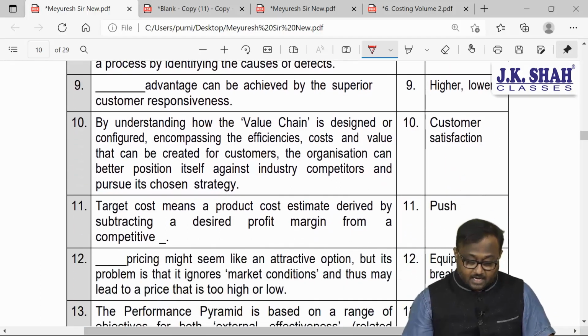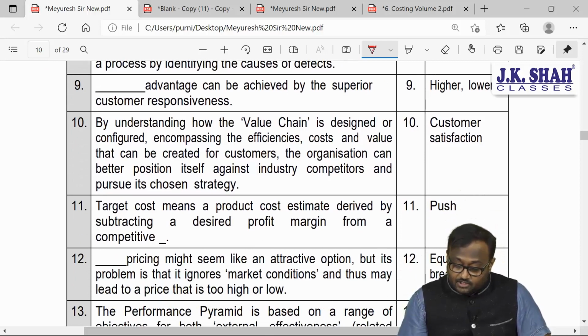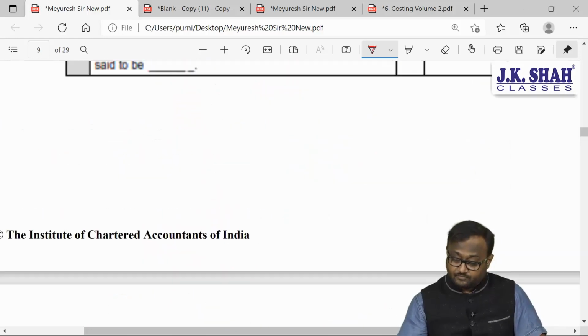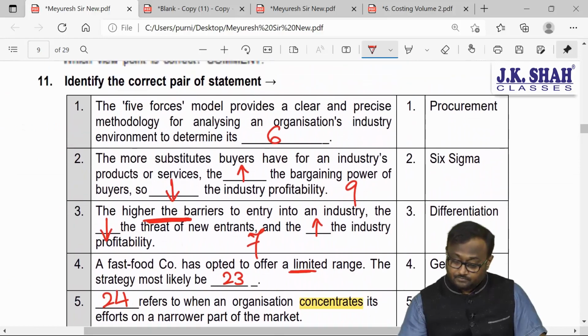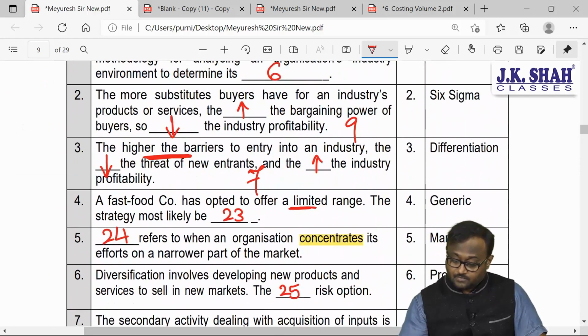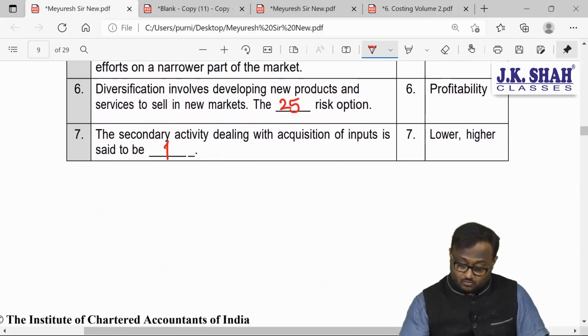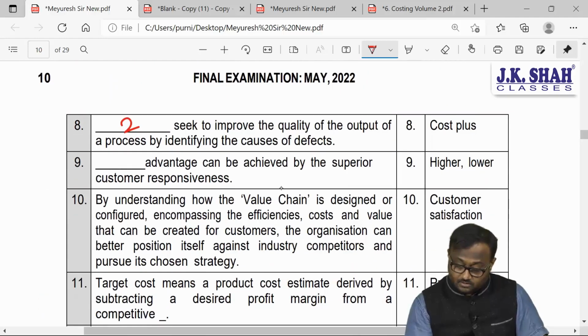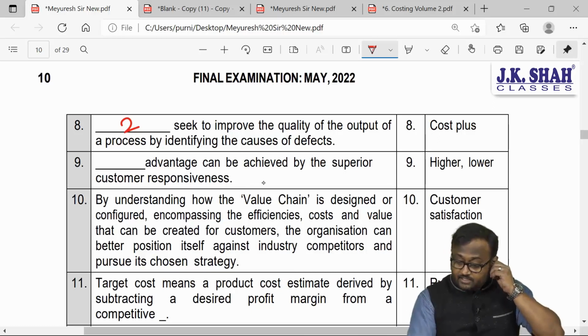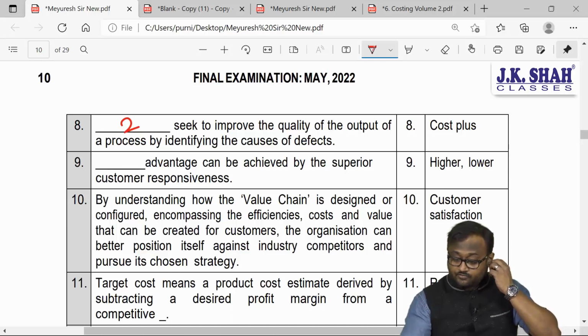Yes. 9. Dash advantage can be achieved by the superior customer responsiveness. Dash advantage can be achieved. Generic? No. Then what is it? Dash advantage can be achieved by the superior customer responsiveness.